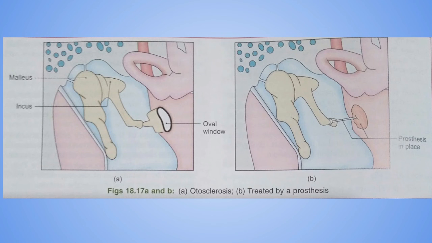Now next is otosclerosis. Sometimes bony fusion takes place between the footplate of the stapes and the margins of the fenestra vestibuli. This leads to deafness. The condition may be surgically corrected by putting in a prosthesis.